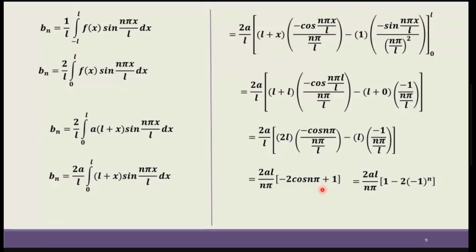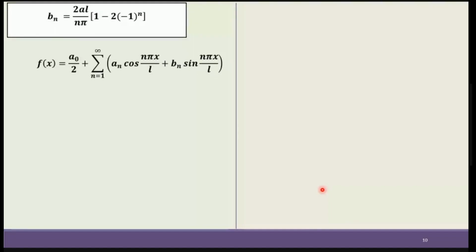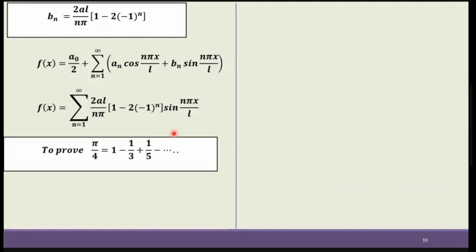Substituting everything in the fx function with bn is 2al upon n pi into 1 minus 2 into minus 1 raised to n. सब्स्टिट्यूट करना a0 0 an 0, खाली bn का जो फंक्शन है सब्स्टिट्यूट करना है और fx लिखना है. Now we have to prove this result.